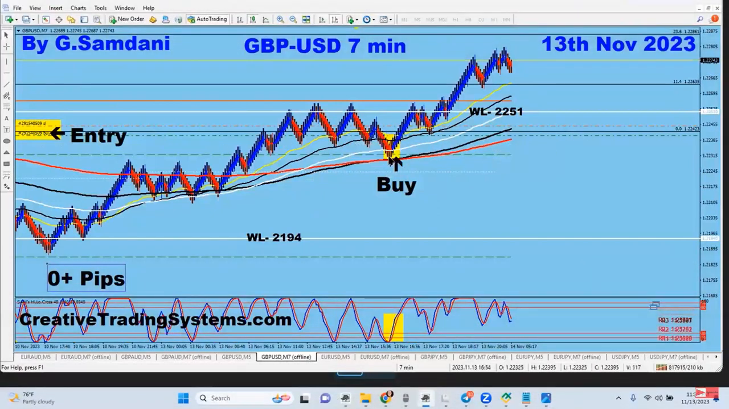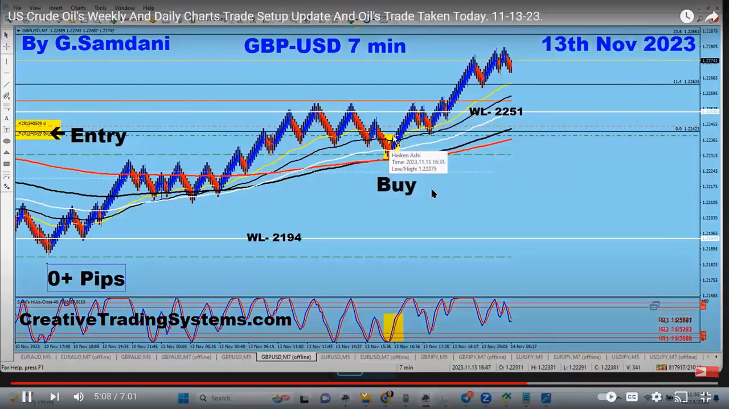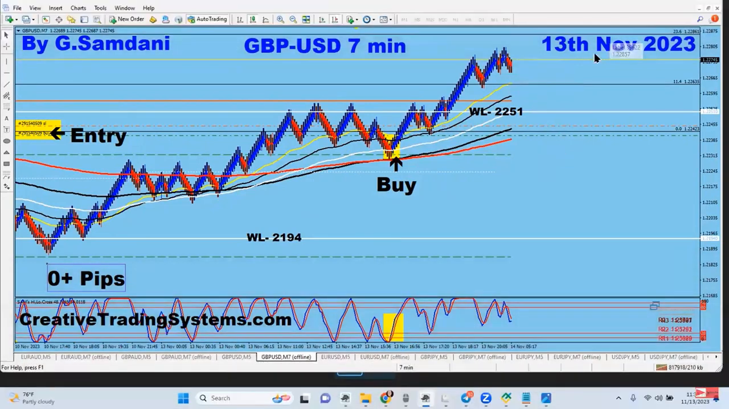My SL was previously here, and then when the price went up, I moved my SL to break even plus 5-6 pips. So if the price comes back and hits my SL, I don't lose anything. And it's a free trade now.